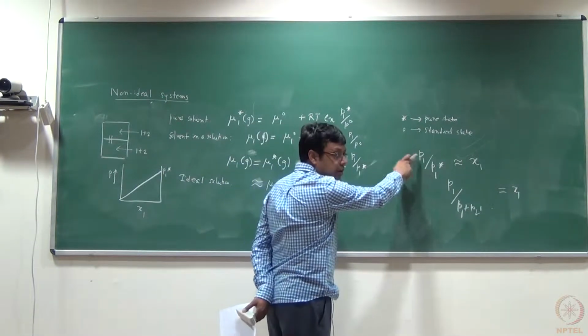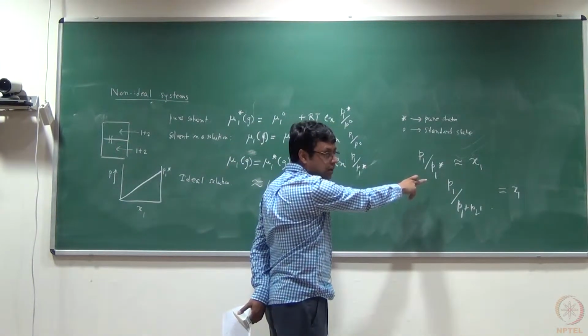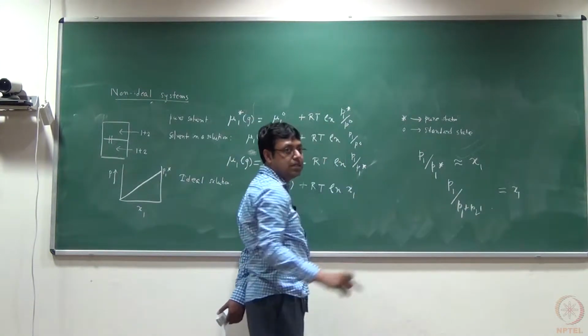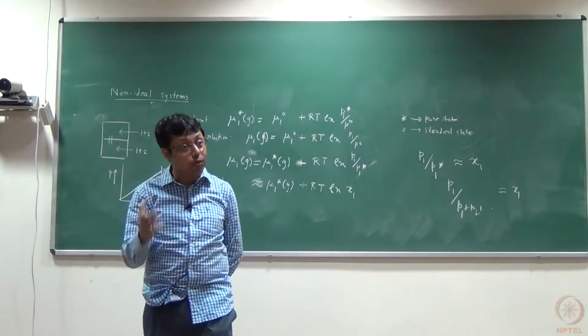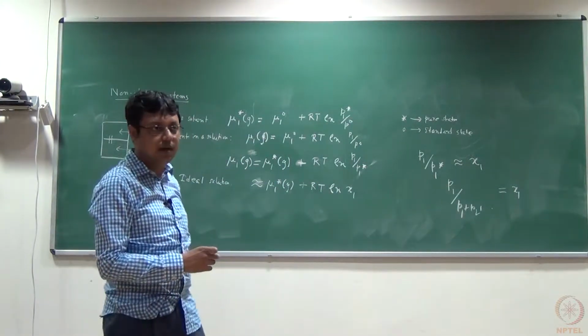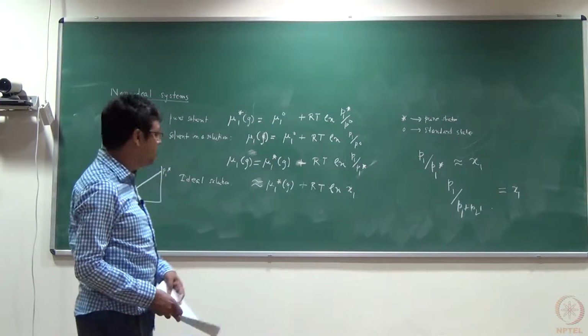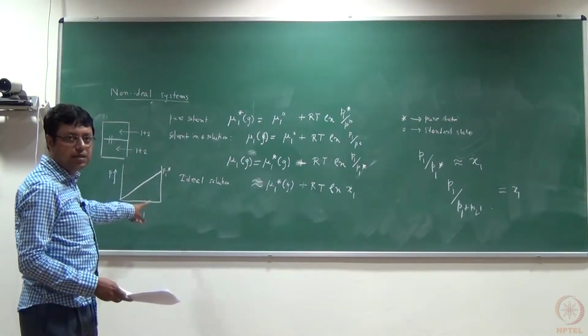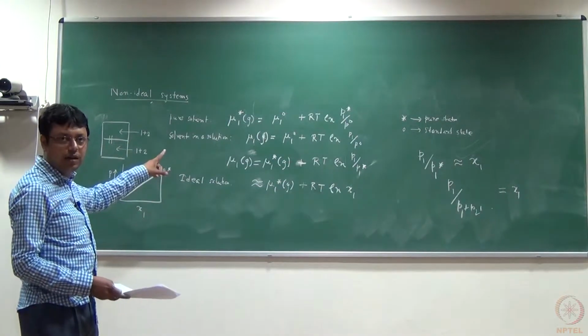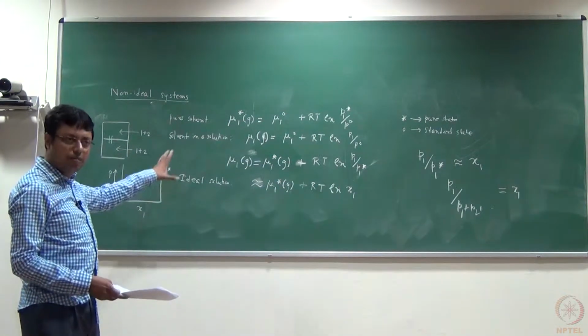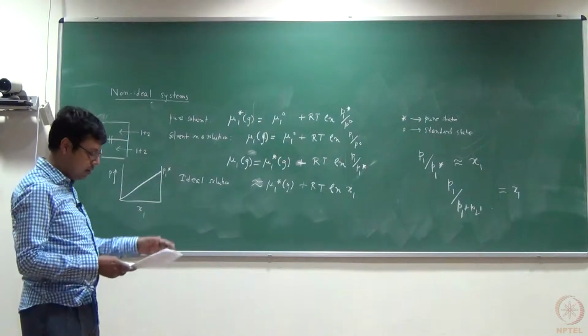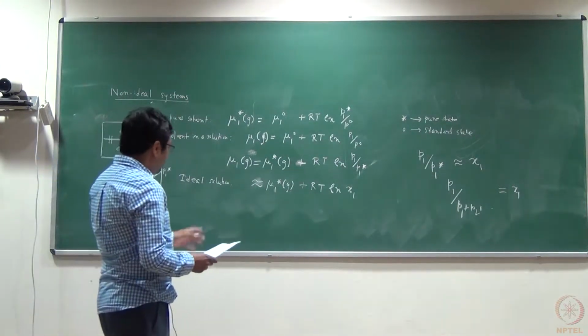Why is it not correct? It is very obvious from here. I am taking P by P star as the mole fraction, not P by the total pressure. Clear? Alright. But we actually gave you a slightly different way of thinking, that if with the mole fraction it varies linearly, then it is Raoult's law. But it is the same thing. Now think about it.